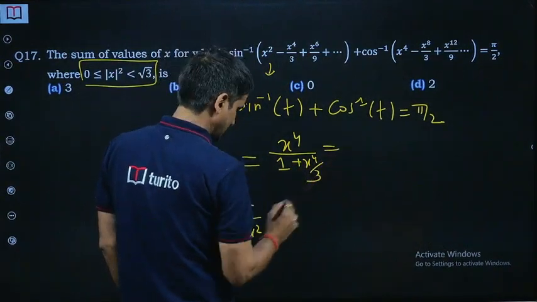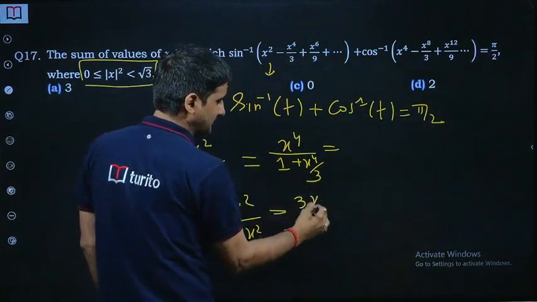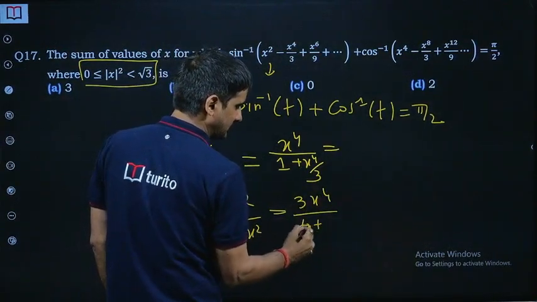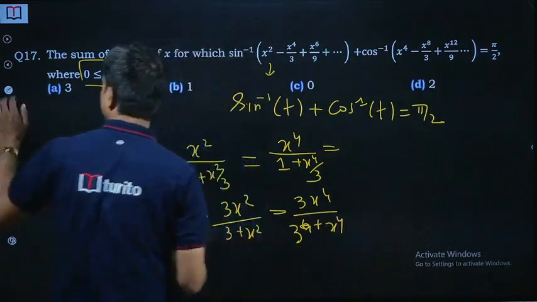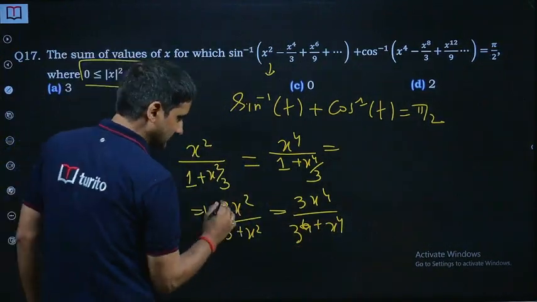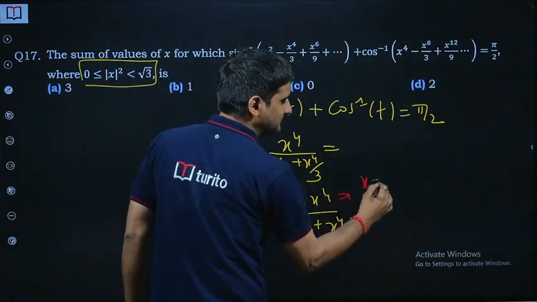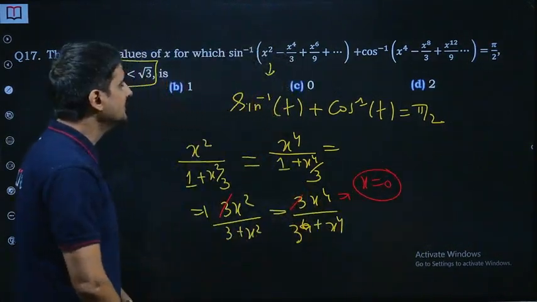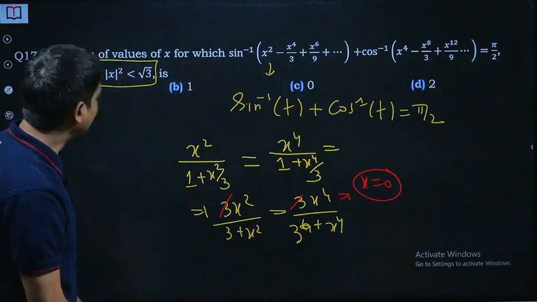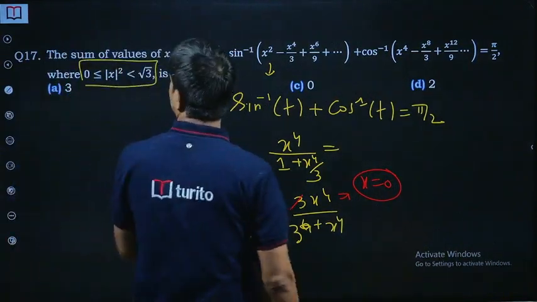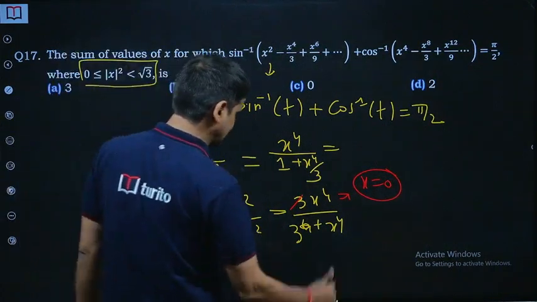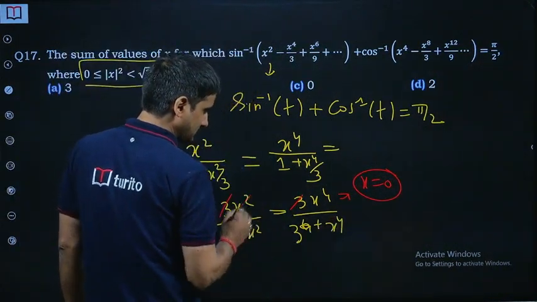So this is equal to 3x raised to the power 4 upon 4, plus, rather, 3 plus x raised to the power 4. Let's see, do we get something conclusive from here? So either x is 0, that's one thing. And that's totally fine because x can be 0. So the sum of values of x, okay, then if x is not 0, we'll cancel it.